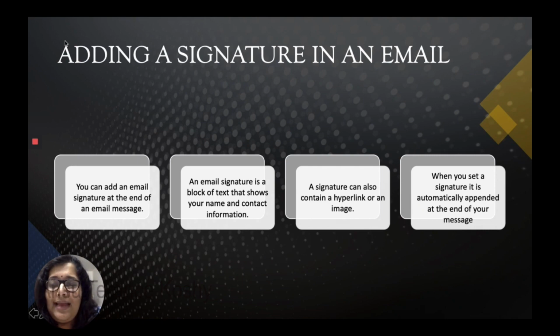You can add an email signature at the end of an email message. An email signature is a block of text that shows your name and contact information. It indicates that you are the person who is writing it. It can be your name followed by your address. A signature can also contain a hyperlink or an image. It can have an email link or an address of a site, or it can even have your photo as the signature. When you set a signature, it is automatically appended at the end of your message. Appended means placed. When you put it, it will always be placed at the end of your message.